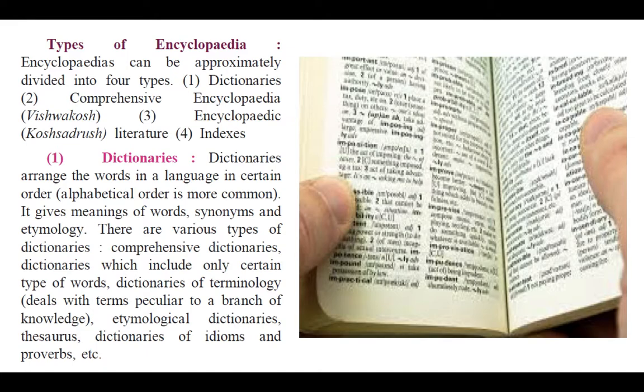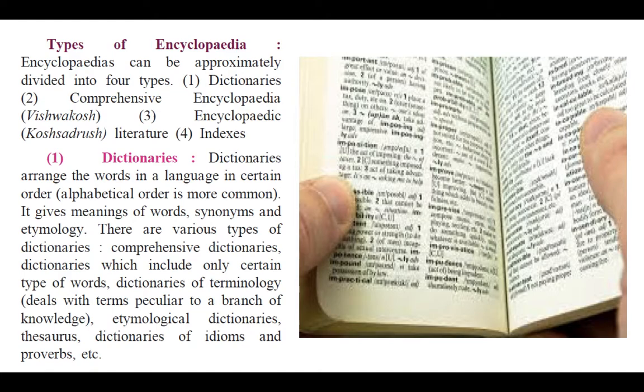Now, dictionaries. All of us already know what a dictionary is. We use it in order to find out words and their meanings. Dictionaries arrange the words in a language in a certain order. Alphabetical order is more common. It gives meanings of words, synonyms, that is, similar other words, or etymology. What do you mean by etymology? The origin of that word. Where did it come from? Is it a Latin word, or is it of Greek origin?